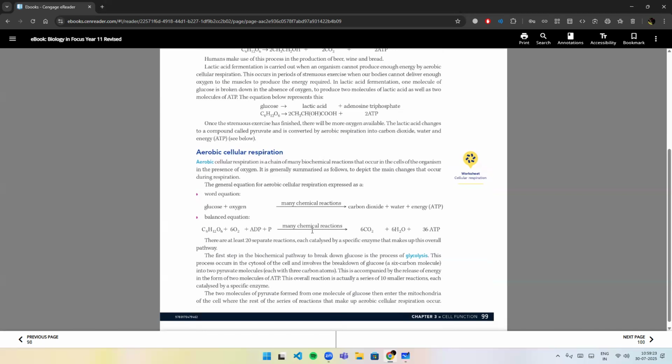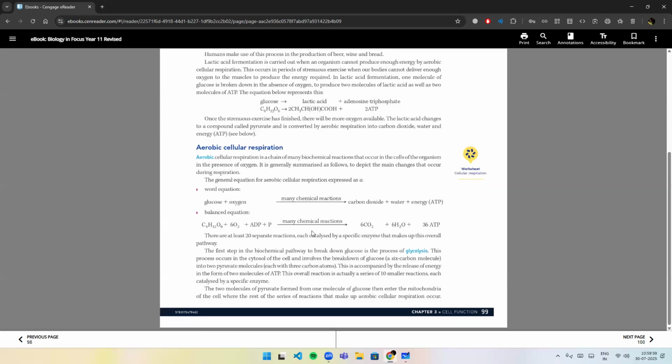Once the strenuous exercise has finished, there will be more oxygen available. The lactic acid changes to a compound called pyruvate and is converted by aerobic respiration into carbon dioxide, water, and energy in the form of ATP.